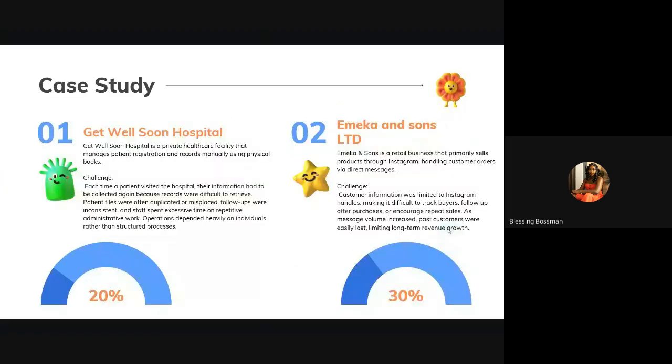Now, the second case study I have here, which a lot of you might be familiar with because you are retail business owners, is Emeka and Sons. He has a retail business. He sells his products through Instagram. One mistake you should not make is to think that putting your business on social media means you have the proper process for your business. Just because you are using social media doesn't mean that you have the right processes, or that your business has been automated, or that you have introduced technology in how your business is going to function. Social media is not the determinant of that.